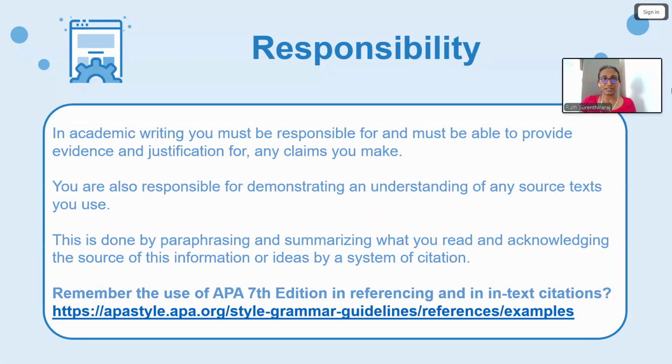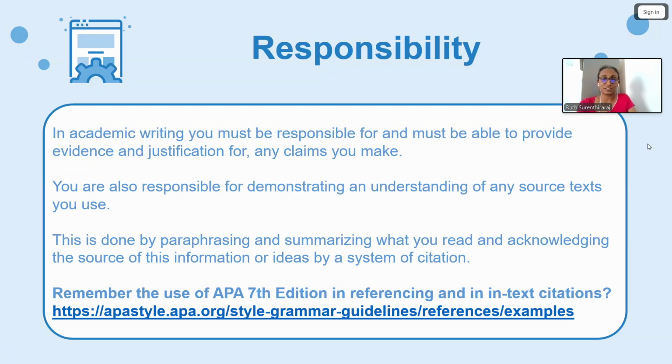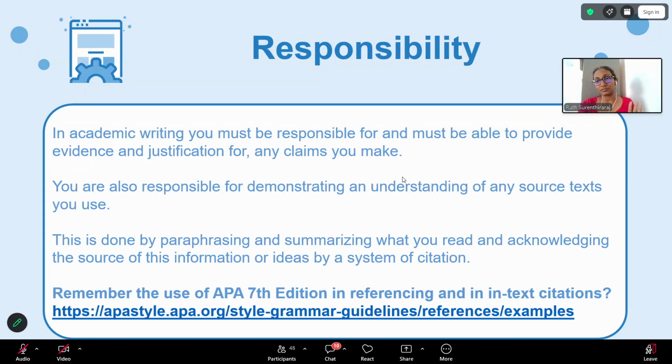Okay. The final feature that we come to is the idea of responsibility. And I am not sure that I'm going to use a lot of time for this, because if I understand correctly, this section has been covered in the first part of your course, which was taught to you by Miss Kumudu Kapiyangoda, right? She would have spoken to you about referencing, citation, plagiarism, all of those things. Okay. So this is just a reminder that responsibility is one of the features of academic writing.